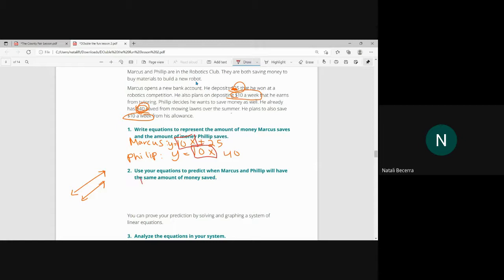So they will never have the same amount because parallel lines have no solution. Okay, and that's it for that.